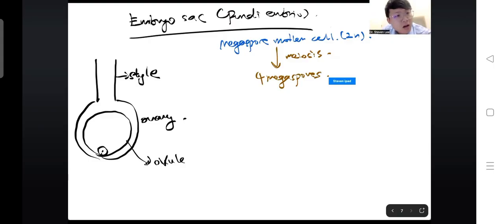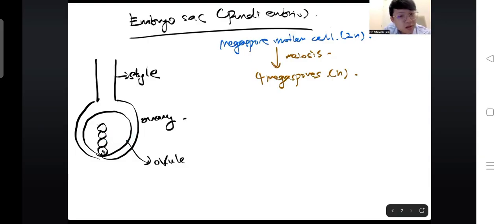Diploid, haploid? Haploid. Okay, fine. Correct. So have a look over here. Can I say, in the very, very beginning, this is the megaspore mother cell, diploid, right? So they undergo meiosis. So they are going to produce 4 cells like this. Am I right? They're going to produce 4 cells like this.